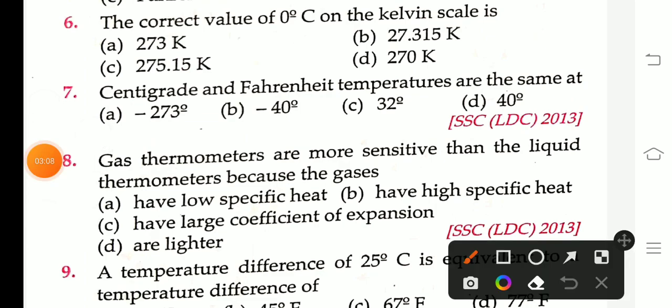Next, the correct value of 0 degree Celsius on the Kelvin scale is. Right answer will be option B, 273.15 Kelvin.